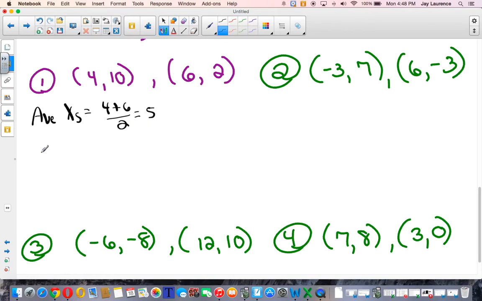And then I'm going to average the y's, and that's going to be 10 plus 2 divided by 2, and that's going to be 6. I'm suggesting that the midpoint is at 5, 6. All right, you go ahead and try 2, 3, and 4 on your own. Pause the video because I'm going to put my answers up here in a second.